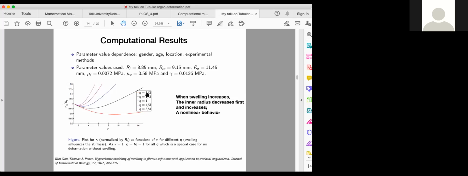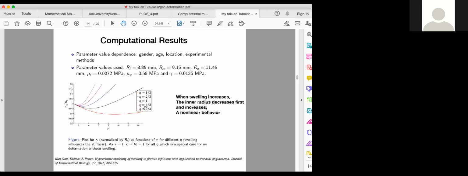If Q is very small, it means the swelling will reduce the stiffness of the soft tissue. If Q is big, it means we will increase the stiffness. So first, if swelling increases, the inner radius Ri will decrease first, then increase. So you can see that. And if Q is big, then it will decrease faster and then also increase faster.